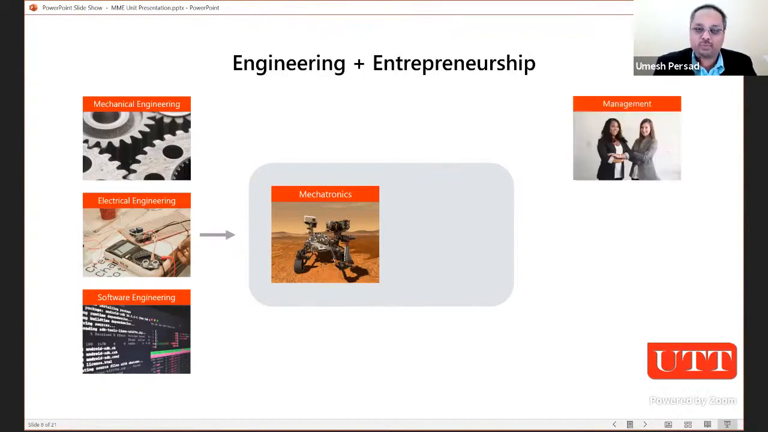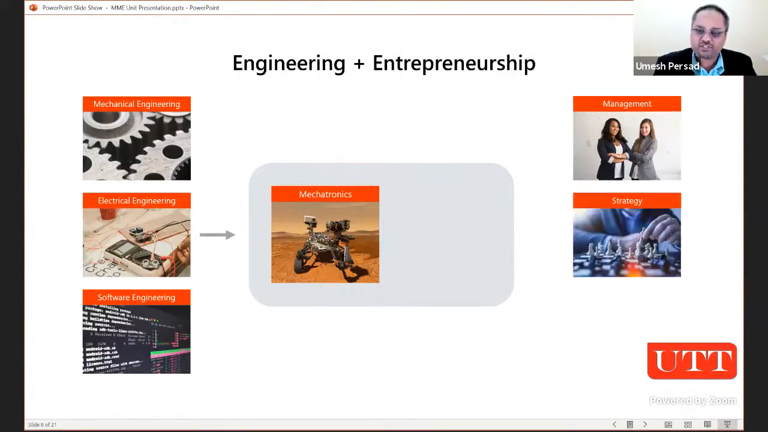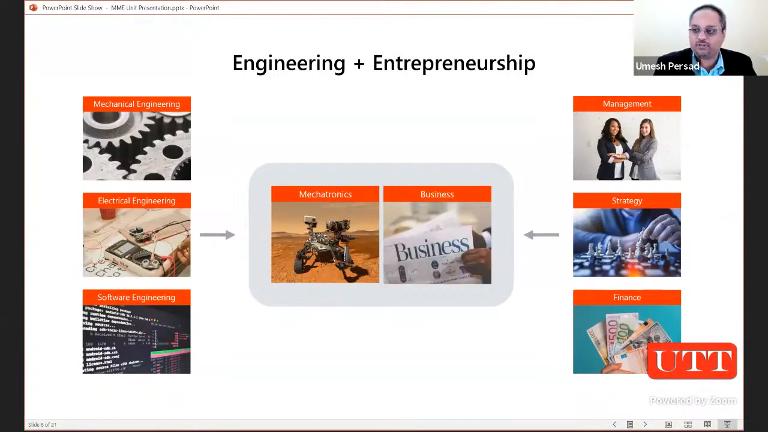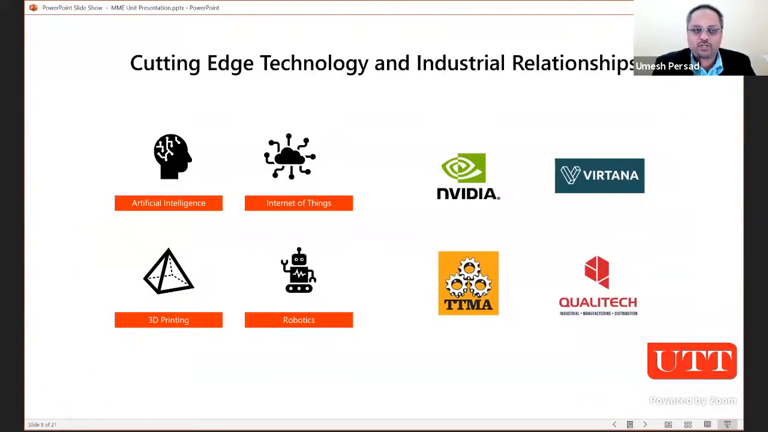On the other side, we have entrepreneurship. So under entrepreneurship, we have management studies, we have business strategy, and we have, importantly, finance. When we combine these together, we have the second half of our offering, which is the business component or the entrepreneurship component. So I'd like you to think of MME as a combination of the technical side as well as the business side for a very complete educational background so that you could be confident to go forward to make your ideas a reality.